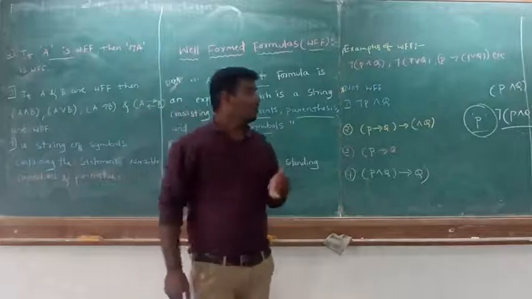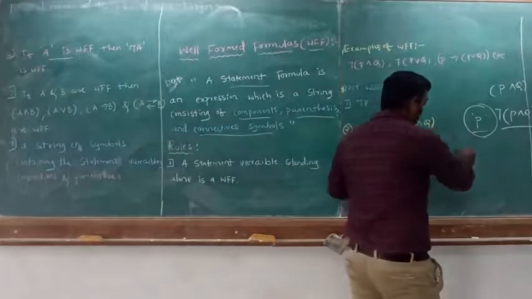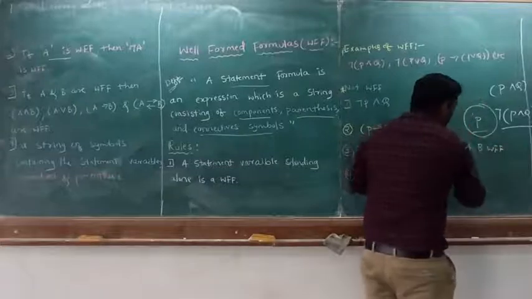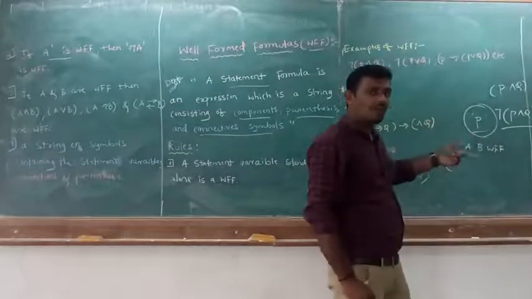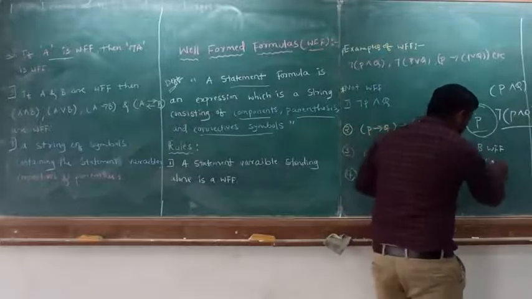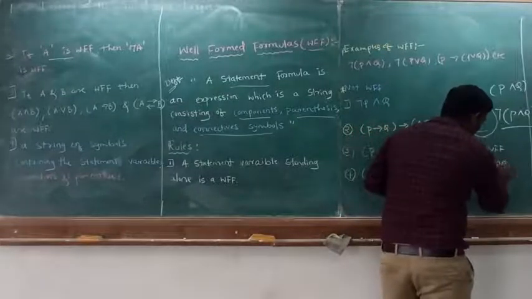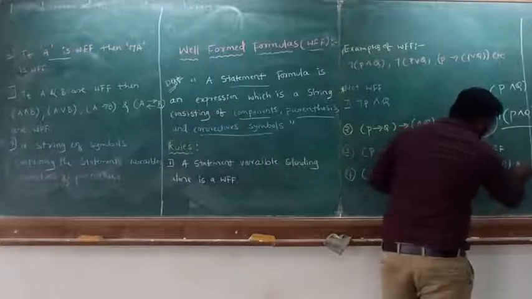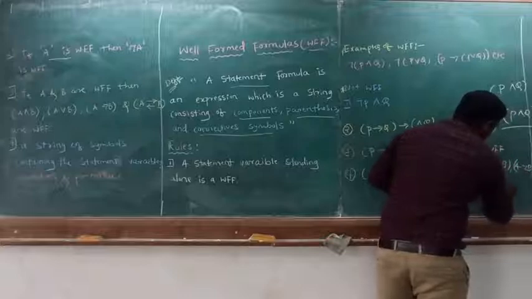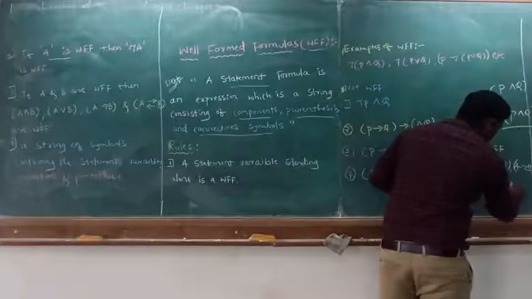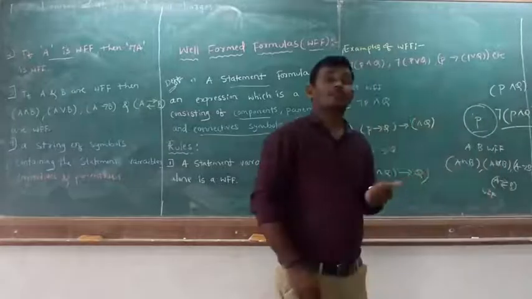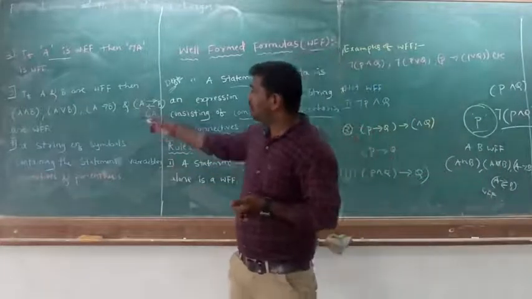Okay, understand this one. If any two primary statements A and B are well formed formulas, then all the connectives are too: A conjunction B, A disjunction B, A conditional B, A biconditional B. So these are also well formed formulas. Okay, so this is the third rule.